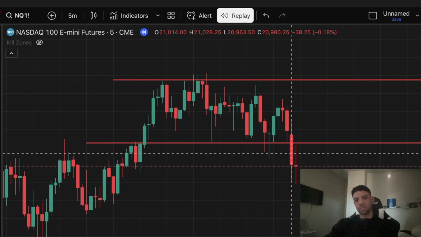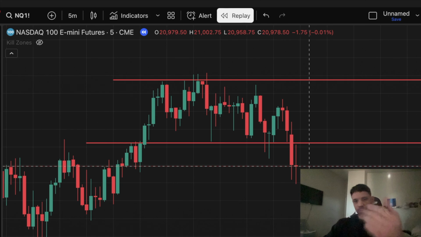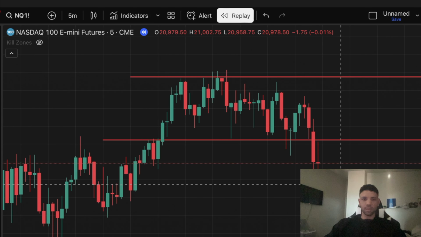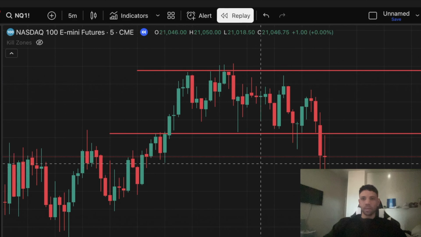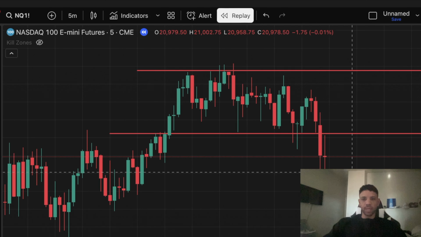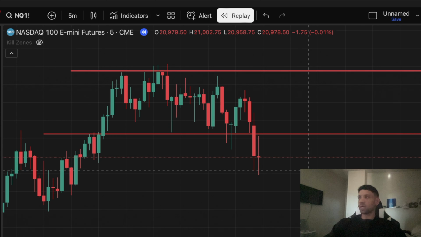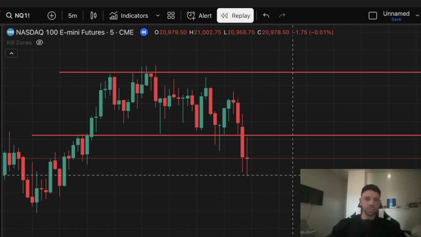So hence it turned into a red candle again and came down. And now there's different types of candlesticks in trading. Like right here, this is a perfect example. This is what we like to call a doji candle. This little one that kind of looks like a cross. So there's different types of candlesticks. I can go over candlesticks in another video.